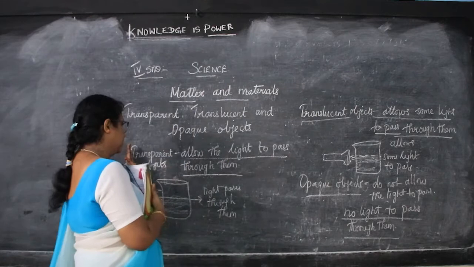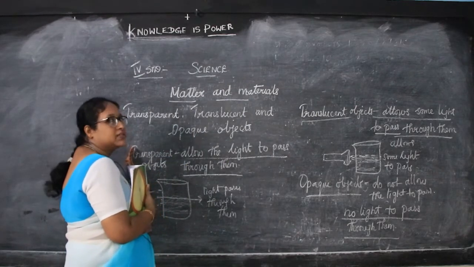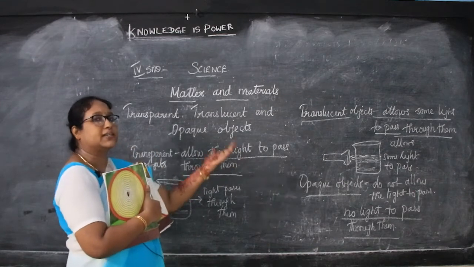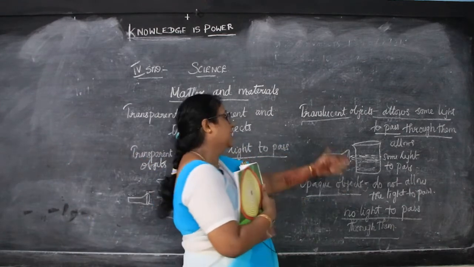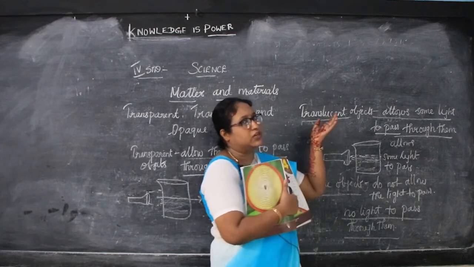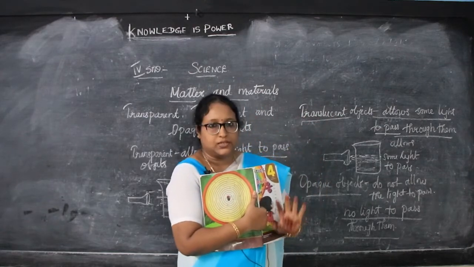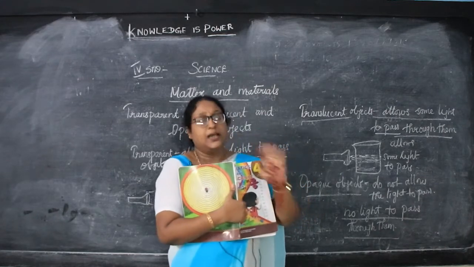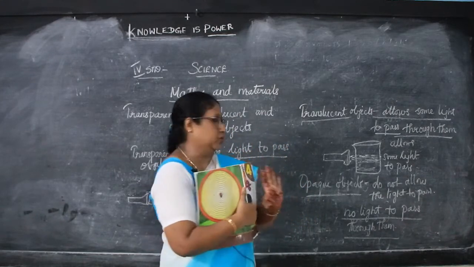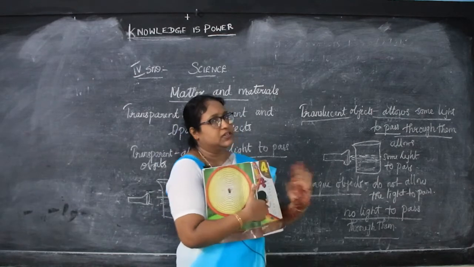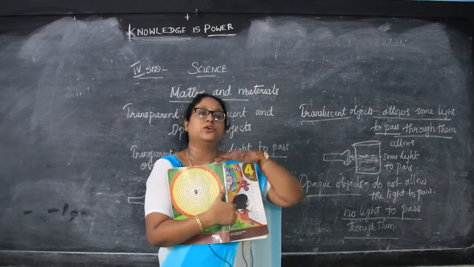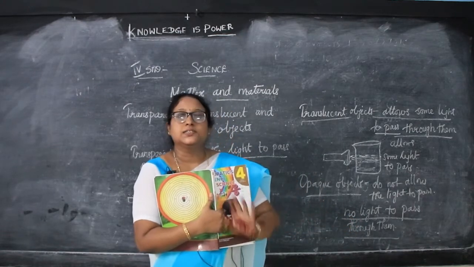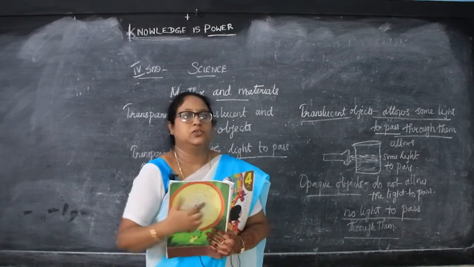So what is the definition of transparent objects? They allow the light to pass through them, that is, we can see the objects on the other side clearly. Translucent objects allow only some light to pass through them, that is, a blurred image can be seen. We cannot see the view clearly, but we can see a blurred image. Opaque objects do not allow the light to pass, so we cannot see the objects on the other side.